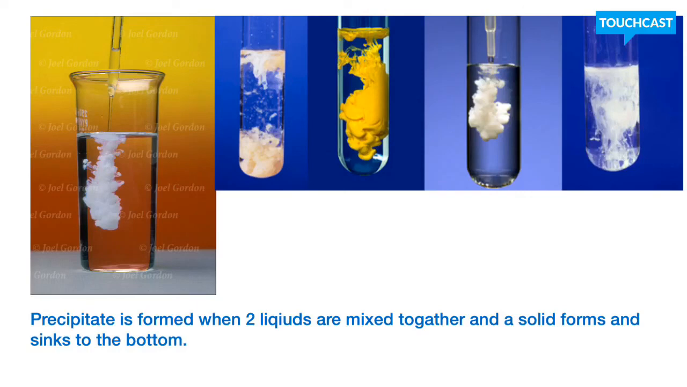Now, just to recap, a chemical change completely changes the substance's properties. And there's 4 main signs. If you see gas being produced, a temperature change, a color change, or a precipitate.